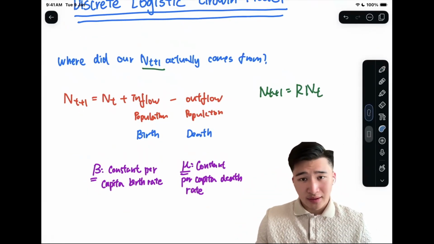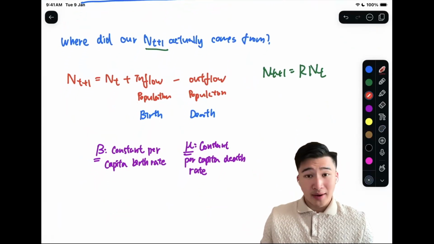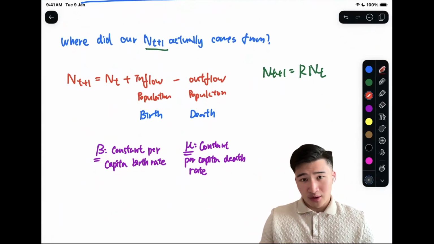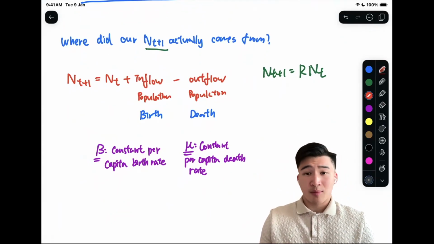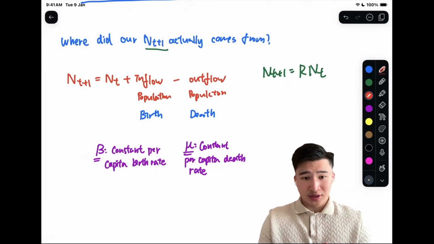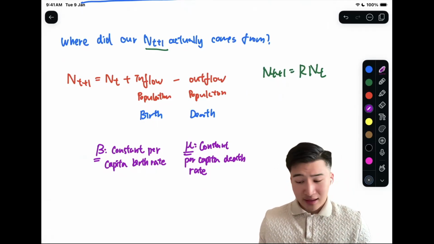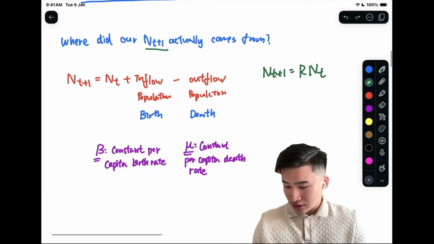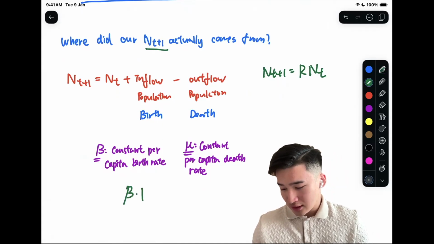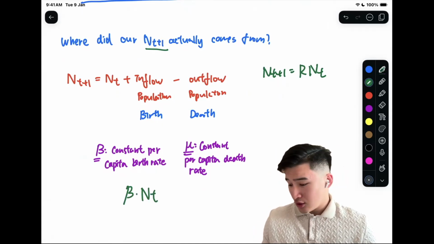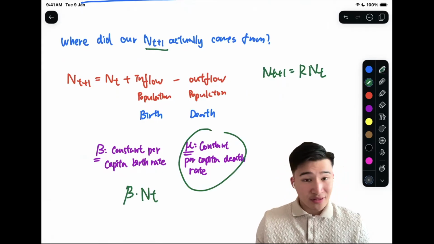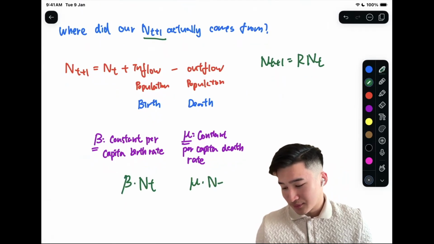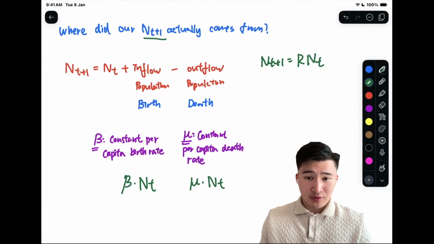So in order to define birth and death, number one, we have our beta constant. Our beta constant is the per capita birth rate, which means, per person, what does the birth rate look like? If the birth rate is 1, it means per person, they're going to have 1 offspring. Okay, so this is what beta means. And again, this is per capita. So to find the entire inflow population, all we have to do is take beta times N_t. The same idea applies for the outflow population. Here we have mu, which is the constant per capita death rate, right? So all we have to do is take mu times N_t. This gives us the outflow population.